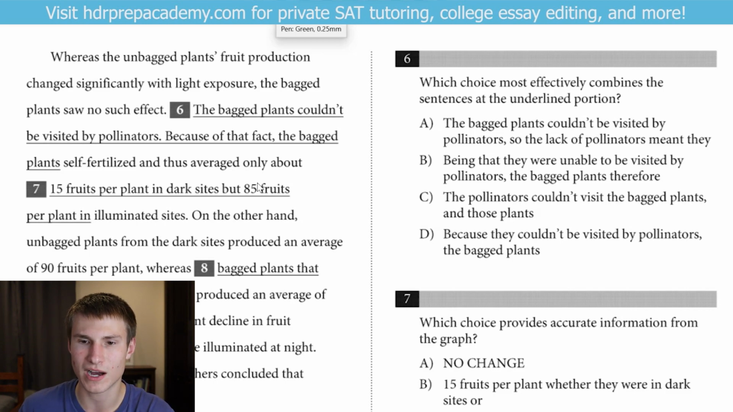Anytime you have a question where you have to combine sentences at an underlined portion, you're going to want to start with your shortest answers first. So in this case, that would be answer choices C and D. So we could just go 1, 2, and then 3, 4. Okay, so we'll start with C.